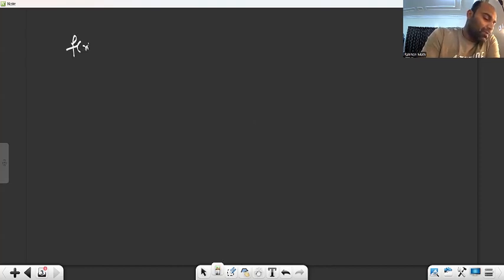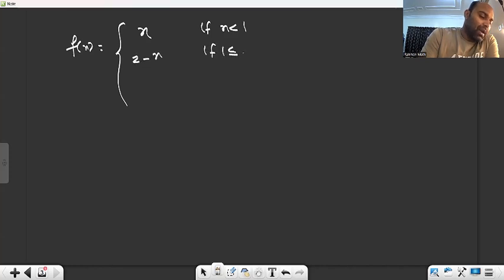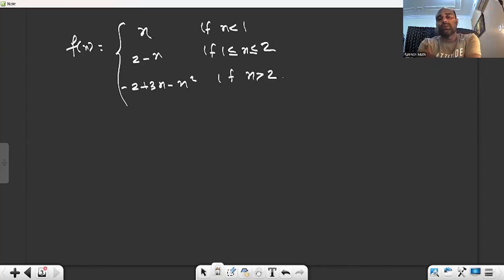F of x equal to x if x is less than 1; 2 minus x if 1 is less than or equal to x less than or equal to 2; minus 2 plus 3x minus x square if x is greater than 2. This is the question.